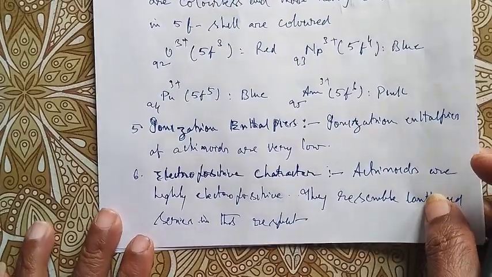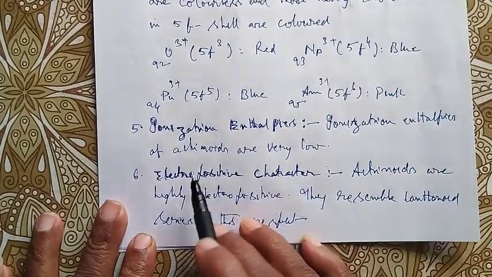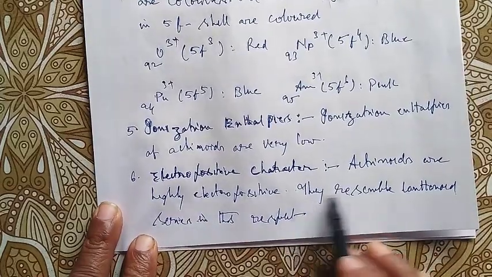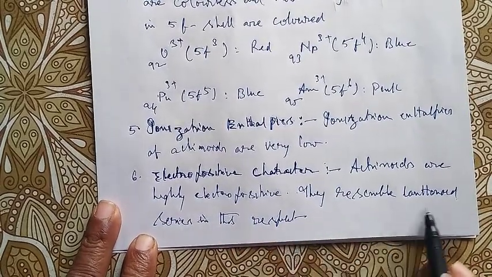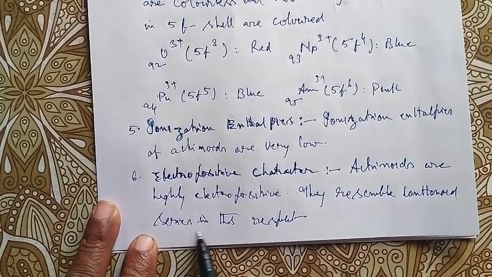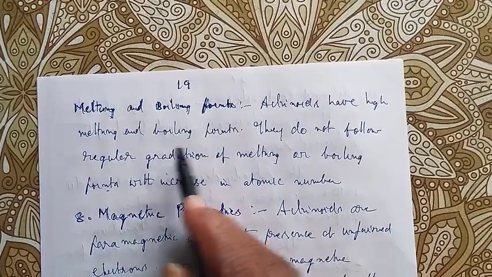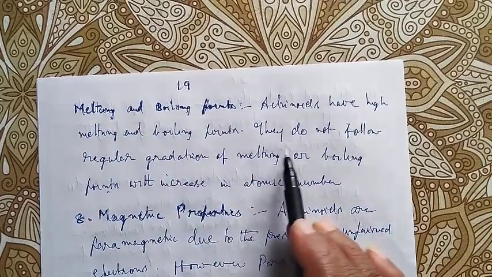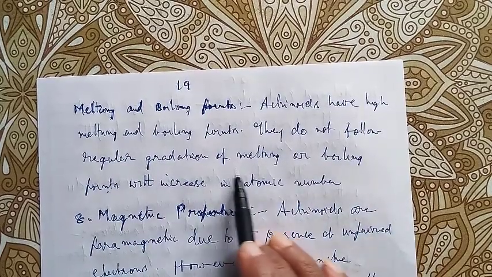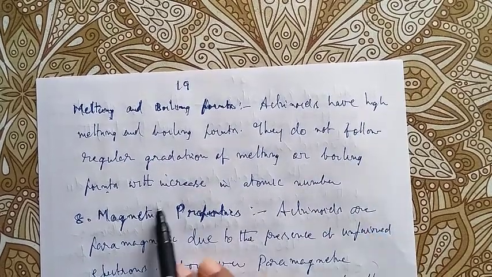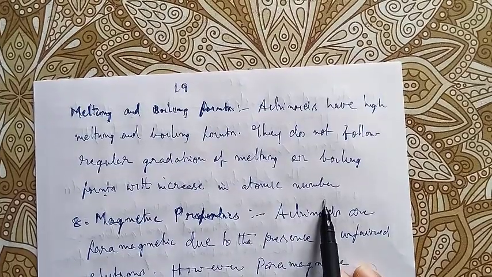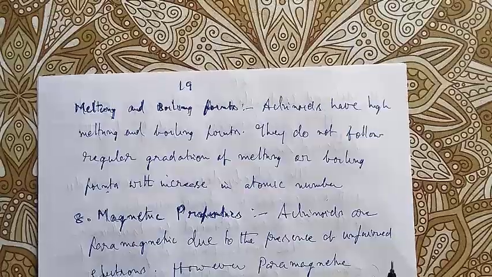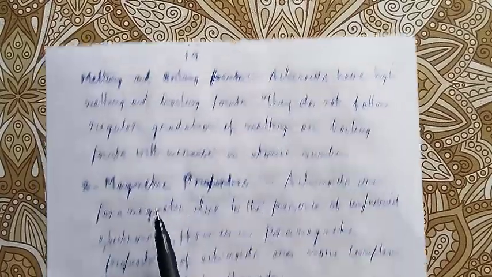Now, ionization enthalpies. Ionization enthalpies of actinoids are very low. Electropositive character: actinoids are highly electropositive. They resemble the lanthanoid series in this respect. Melting and boiling points: actinoids have high melting and boiling points. They do not follow a regular gradation of melting or boiling points with increase in atomic number. That is, there is no regular increase or regular change in their melting and boiling points.